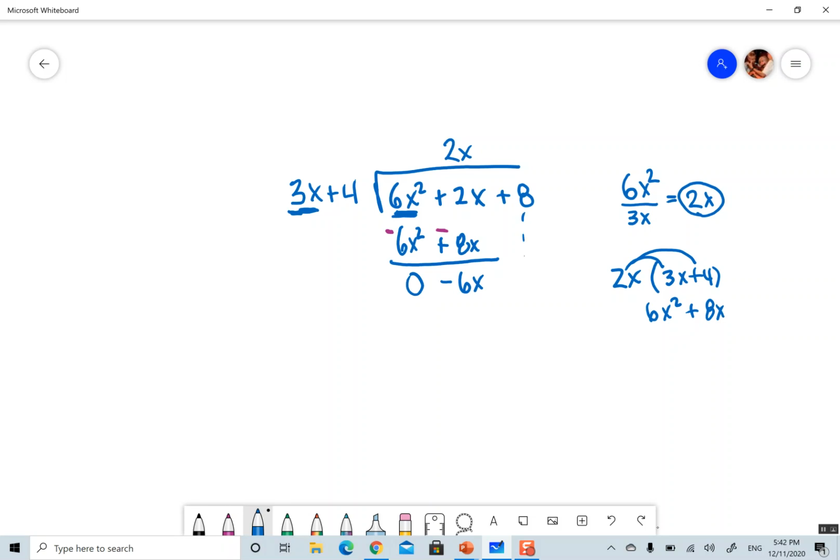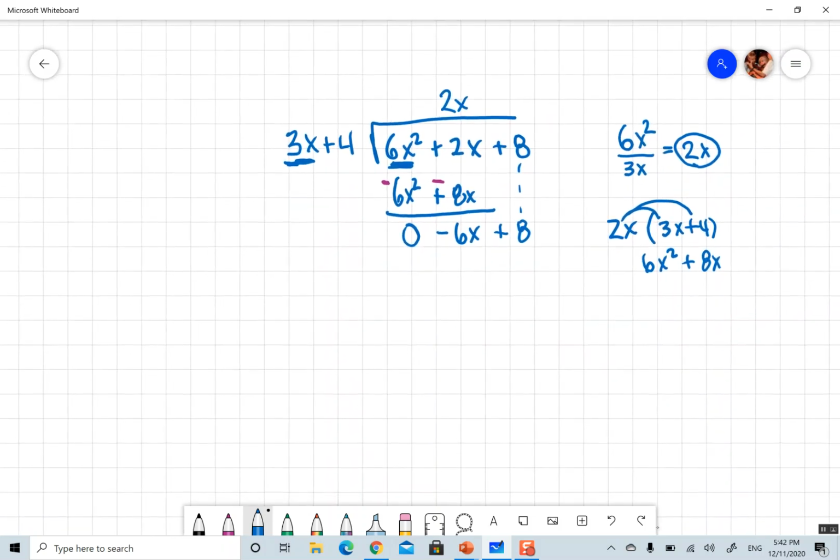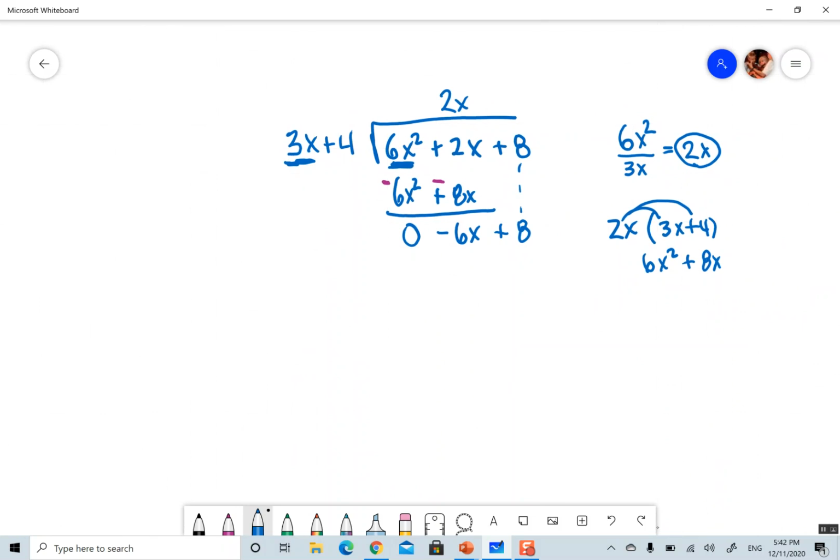Now I carry my 8 down. Just like before, when I got done dividing, I carried down my new digit. Now I repeat, just like I did before. I want to see how many times the 3x goes into the minus 6x. And one way I can do that is over here I can check minus 6x over 3x. 6 over 3 is 2. The x's cancel, and I have a negative. So my next answer in my quotient is going to be minus 2.